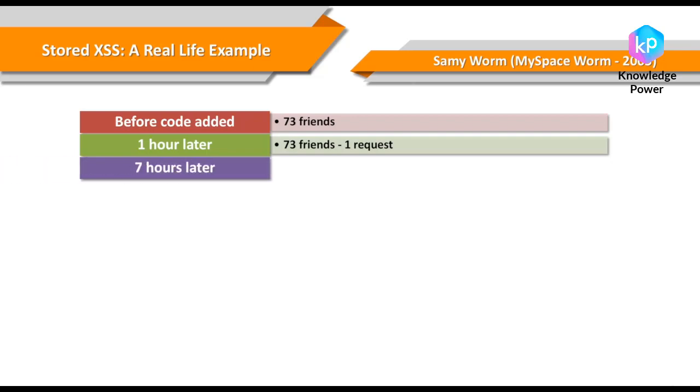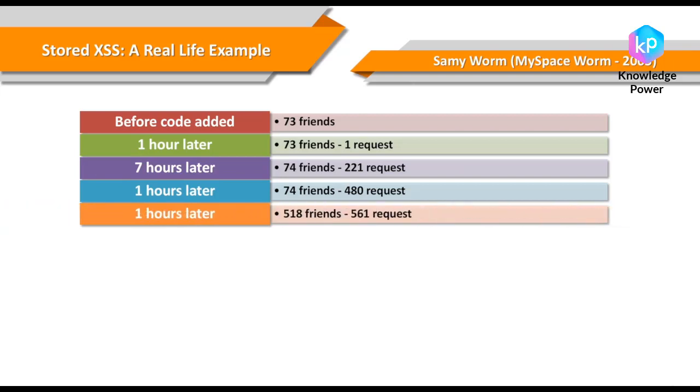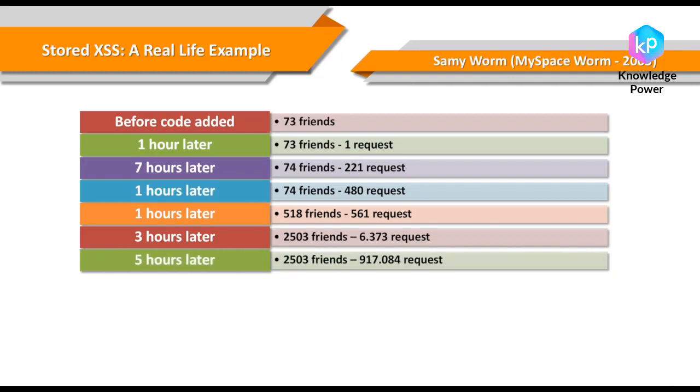7 hours later, he has 74 friends and 221 friend requests. 1 hour later, he has 74 friends and 480 friend requests. An hour after that, he has more than 500 friends and more than 500 friend requests. 3 hours after that, he has 2,500 friends and more than 6,000 friend requests. 5 hours later, he has 2,500 friends and more than 917,000 friend requests.